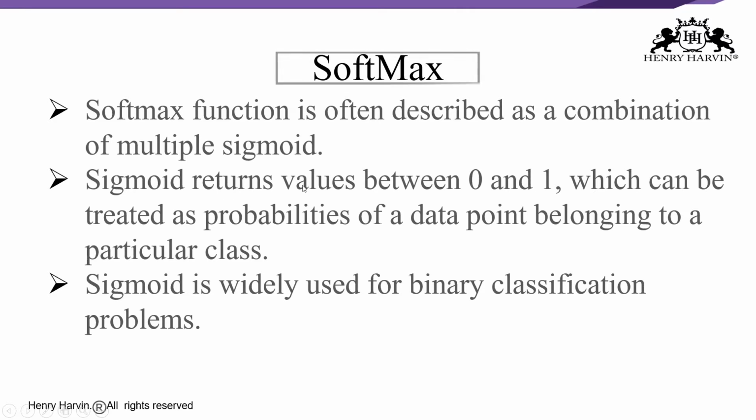We all know that sigmoid returns values between 0 and 1. Basically, these are the probabilities of a data point belonging to a particular class. Say, for example, I am making a model to identify whether a person will pass or fail. For pass, the probability is 0.78 and for fail, it is 0.22. In this case, the probability for pass is higher, so the output is going to be pass. Sigmoid is widely used for binary classification problems.